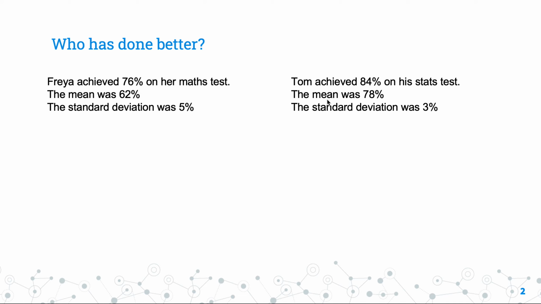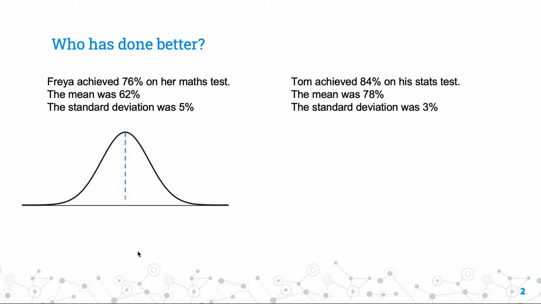We've got the mean scores for each, and you'll notice that the mean for the stats test is a bit higher. Okay, and then we've got standard deviations, which tell us the spread, tell us a bit of information about how spread out the results are. So the standard deviation for the maths test was 5%. The standard deviation for the stats test was 3%. Okay, let's plot these on normal distribution curves, and we'll see what's going on.